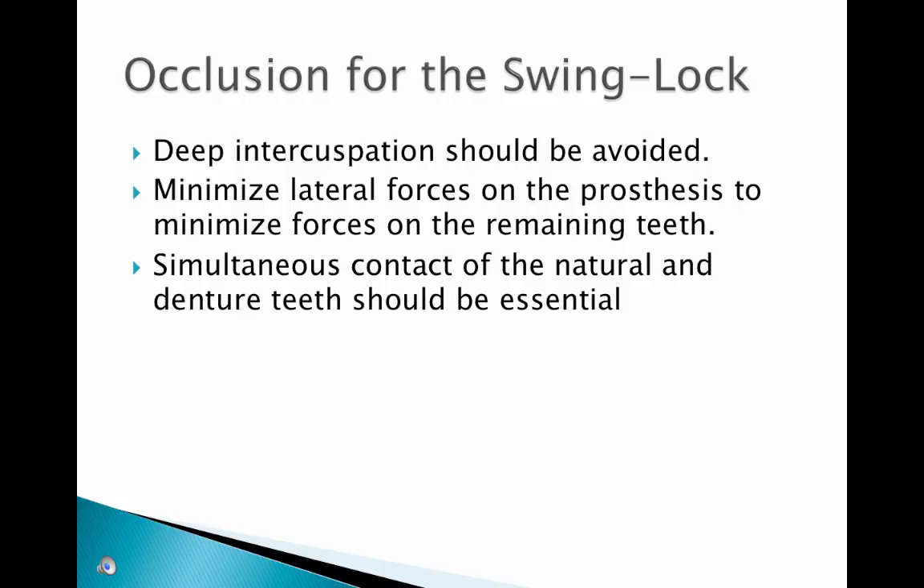When developing occlusion, you need to think of ways to minimize lateral rotational forces of the prosthesis to prevent damage to those few remaining natural teeth. To do this, you ought to think about avoiding deep intercuspation with anatomical teeth. You may want to use something like either lingualized occlusion, or you can use cusped teeth over a flat plane on the mandible. It's also important that you get simultaneous contact of the natural teeth and the denture teeth. You do not want to have premature contact with the posterior teeth on the extension bases.